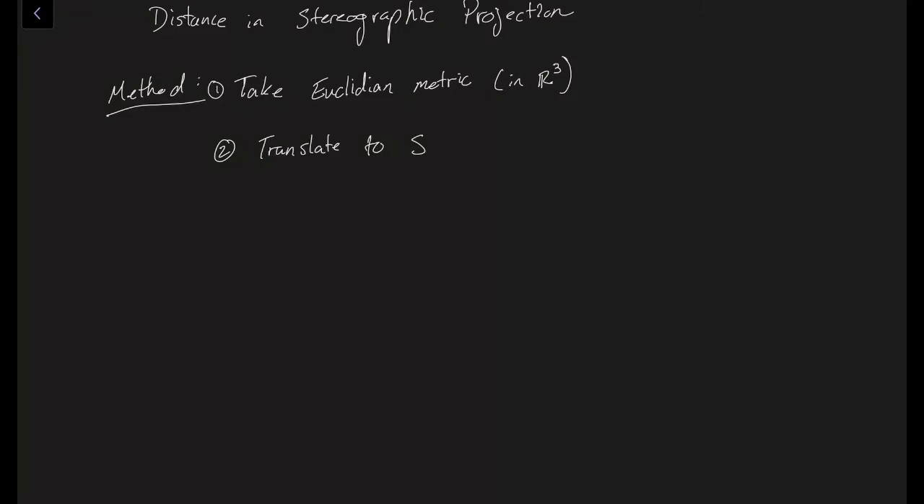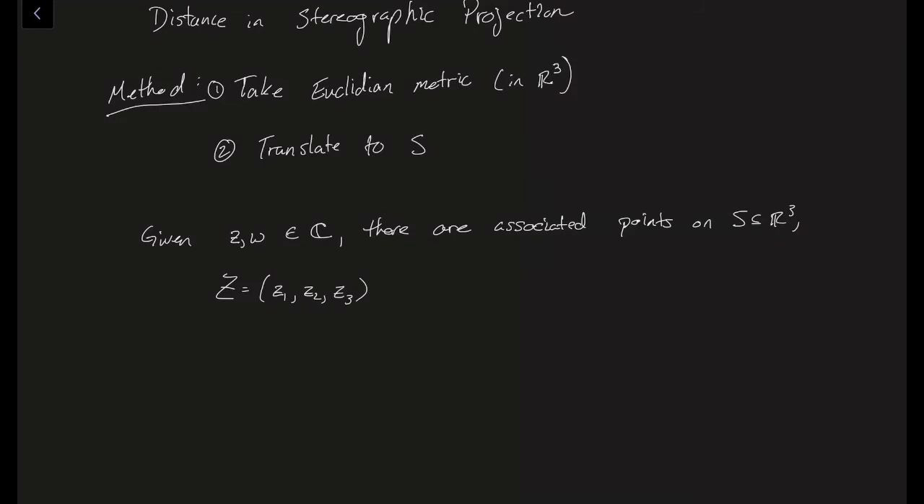Finally, let's talk about distance in the stereographic projection. So the process here is we're going to take the Euclidean metric in R3 for the corresponding points on the sphere to the points on the plane. And then we're going to translate this straight line distance to a geodesic on the sphere. And so if we have two complex numbers in the extended plane, say z and w, they correspond to a big Z and a big W on the sphere. And those are corresponding points on the sphere in R3.